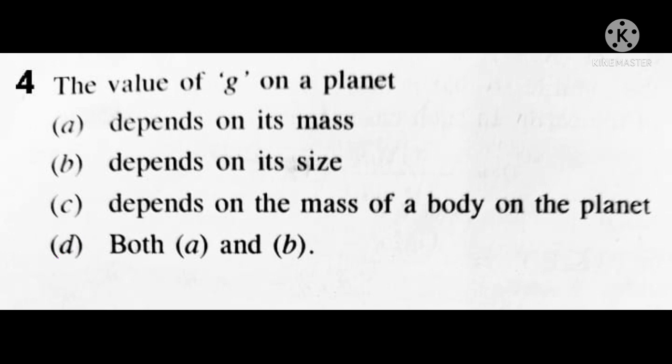In this question, we have to find what the value of g on the planet depends on. As we know, the value of g on the planet depends on its mass and also on its size. So here in this question, both A and B are the correct options. So here D is the correct option. The value of g on a planet depends on its mass and its size.